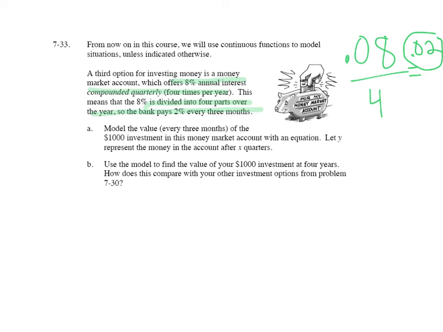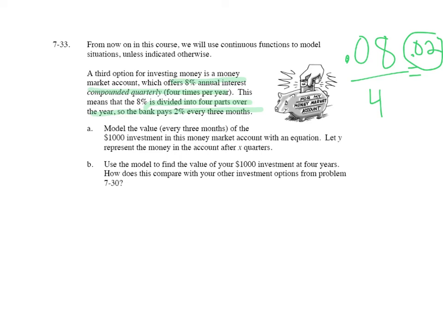If instead the example said it was compounded monthly, we would take our 8%, 0.08, and divide by 12 because there are 12 months in a year. If the interest was compounded daily, we would take our 8%, 0.08, and divide by 365 because there are 365 days in a year. And that new number that you get, that smaller decimal, is the decimal we're going to use in our equation as our growth rate.